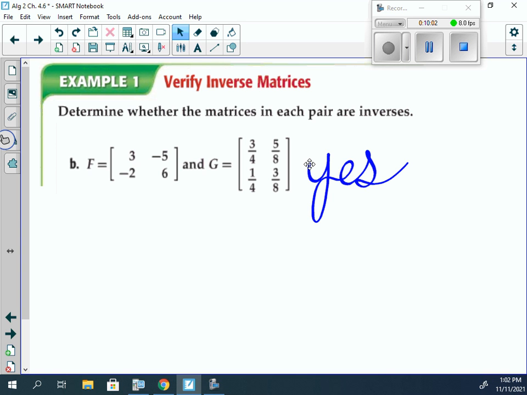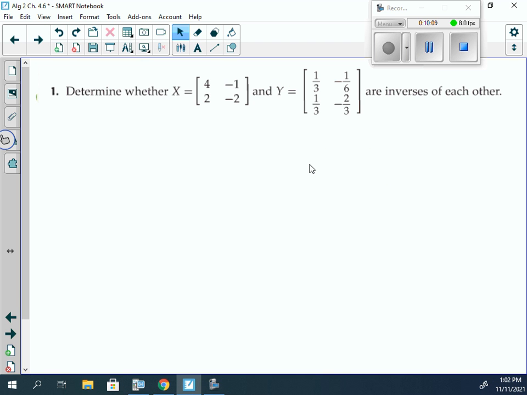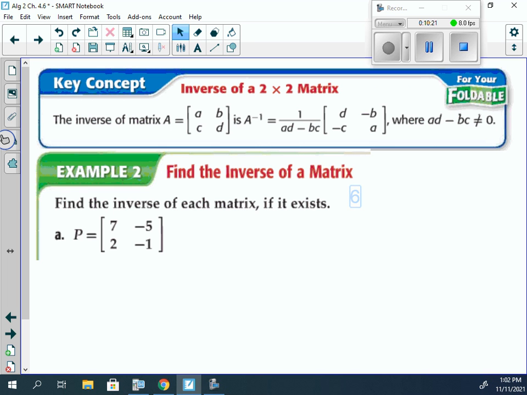Any other questions on determining whether two matrices are inverses of each other? Be ready for the next piece: finding the inverse. The inverse of matrix A, which is defined here as A, B, C, D, is A inverse. A to the negative 1, we pronounce that as A inverse.